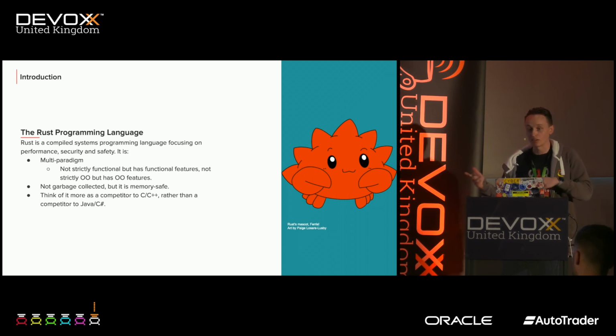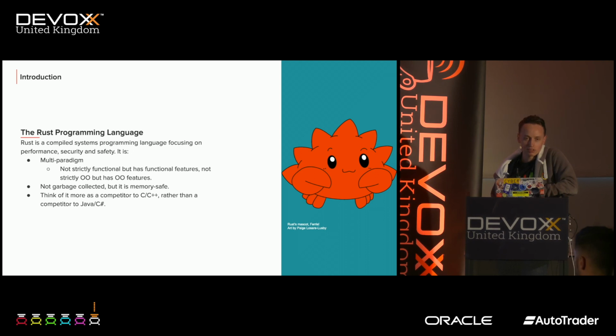It's a multi-paradigm language, by which we mean it has a number of functional features, but not really enough that you'd call it a functional programming language. And it's not an object-oriented programming language either, but it does have a number of object-oriented features. So it sort of falls a little bit in between both camps.